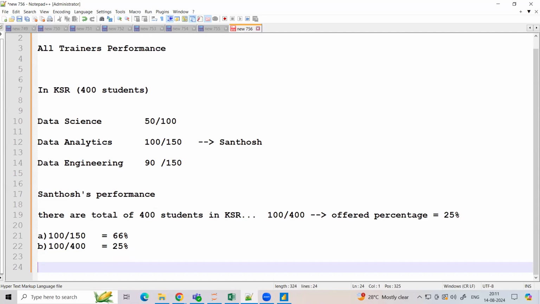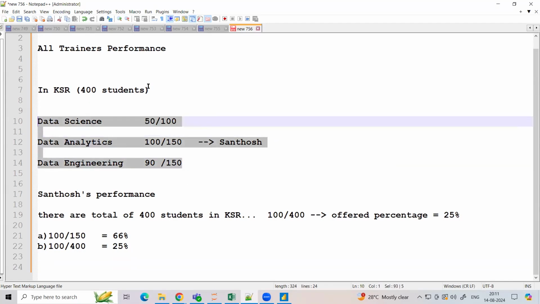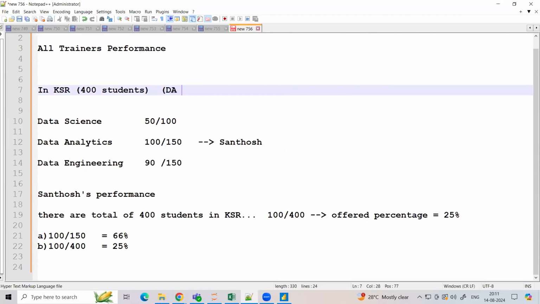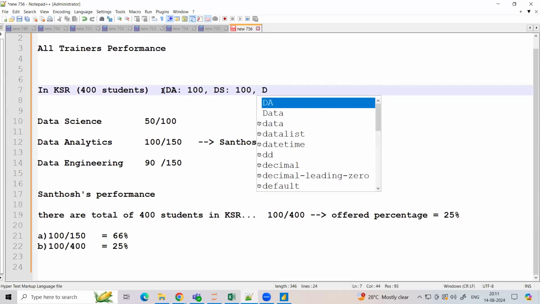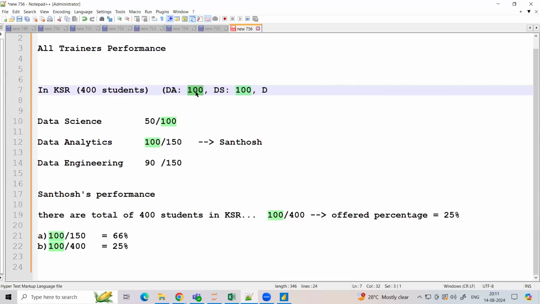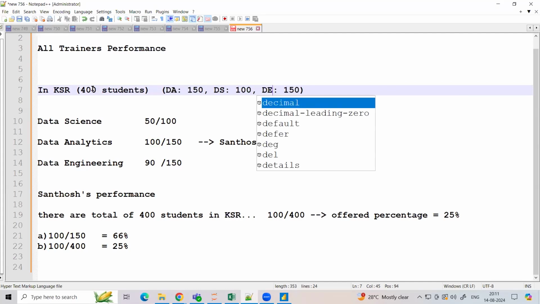Now, let me tell you one very important point here. Just focus on this. We have data analytics, 150 people, data science, 100 people, and data engineering, 150. So this is the total number of students in data analytics, data science and data engineering. We can see that we have a total of 400 students.